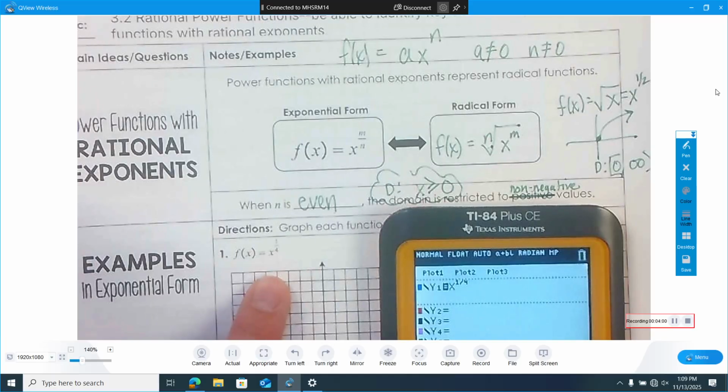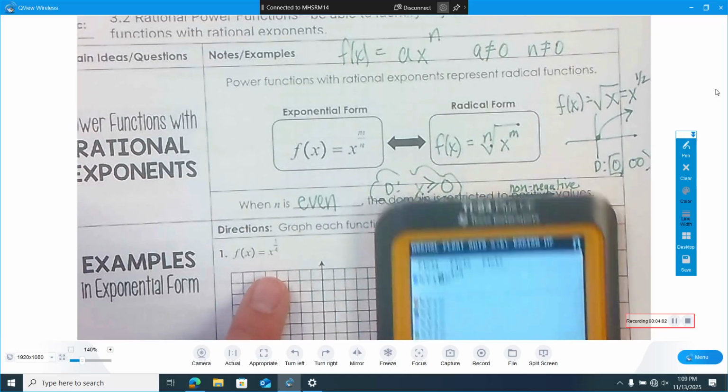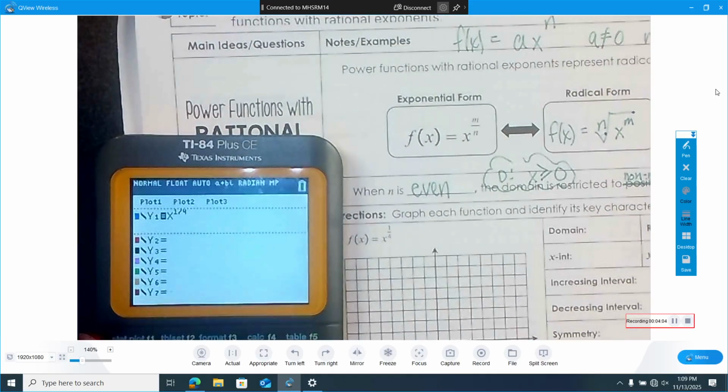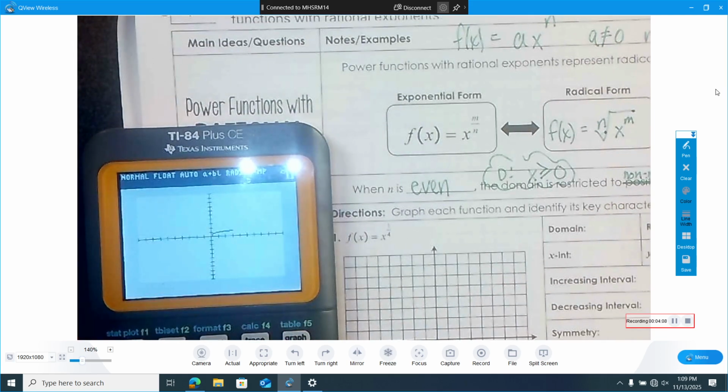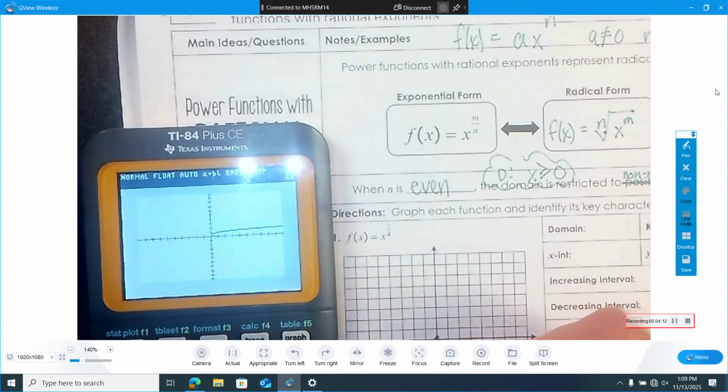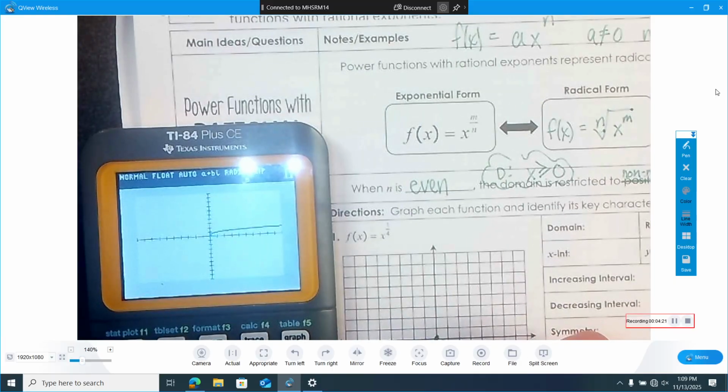So we get x to the 1/4. I'm going to do Zoom standard. I'm expecting a swoopy type shape. And did I get a swoopy type shape? Yeah, I did. Except what's happening here, with that 4th root, is it's really stretched sideways. So it is a very shallow swoop, shall we say.